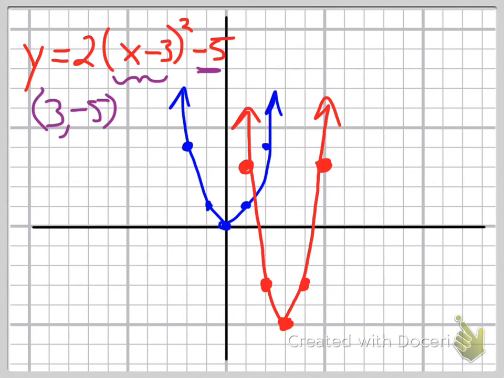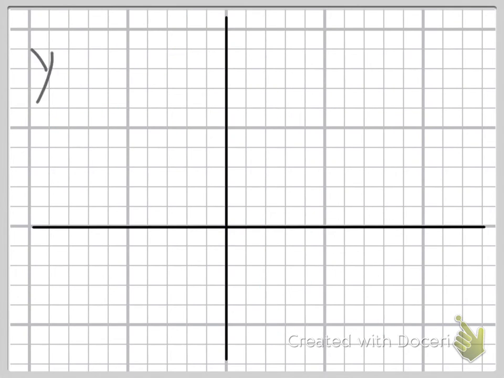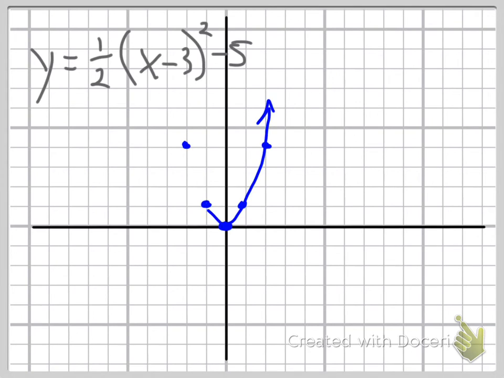However, let's take one last look at a slightly different example. What if instead of an a value of 2, that a value was 1/2? So now I would have the equation y equals 1/2 times the quantity x minus 3 squared minus 5. Again, my parent function, I always want to know what my parent function looks like, would be these points right here. Because my new transformed equation would be based off that parent function. So again, my locator point or vertex is going to be at (3, -5).